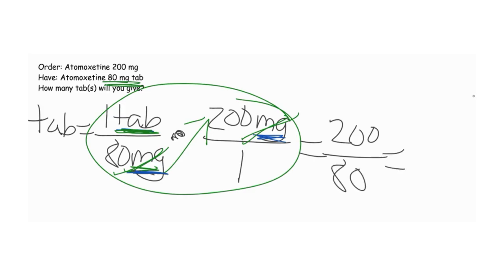Now we just divide that out. 200 divided by 80 is 2.5. And this is going to be tabs, okay? Because this is what we have left, our unit of measurement in our equation. Milligrams cancel out and we have tabs, which is what we were looking for. Okay?